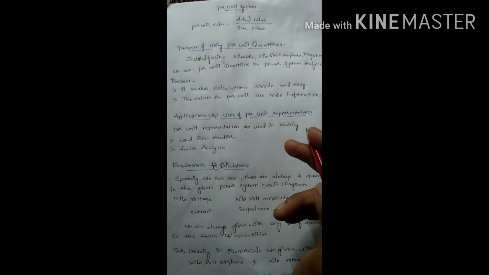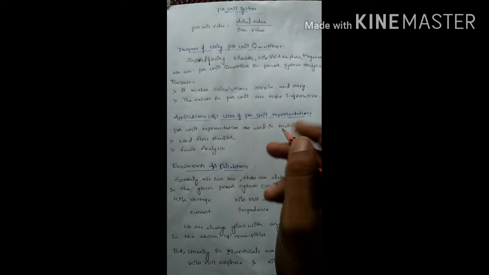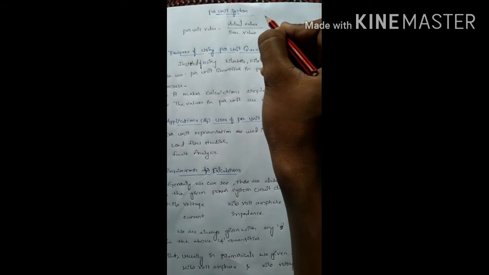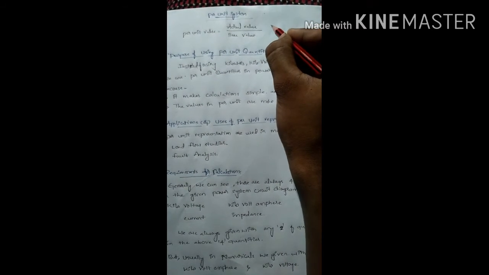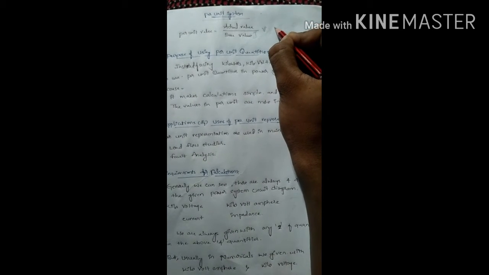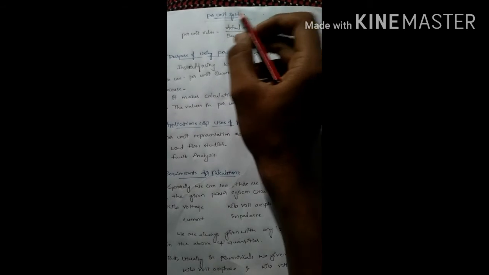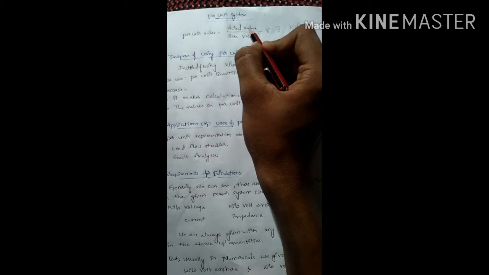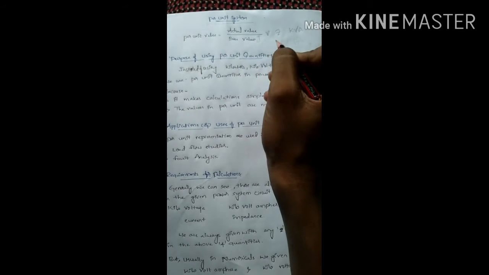First of all, about the per unit system. For calculation purposes, power system engineers use this per unit system to express different quantities like current, voltage, impedance, kVA in terms of multiples of base quantities or decimal fractions. By using the per unit system, a complicated network is converted into a simple one.